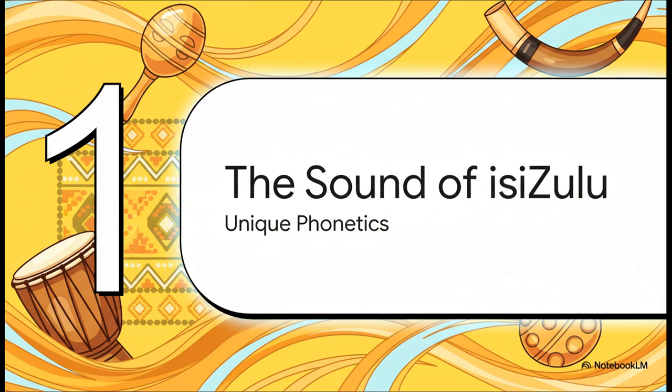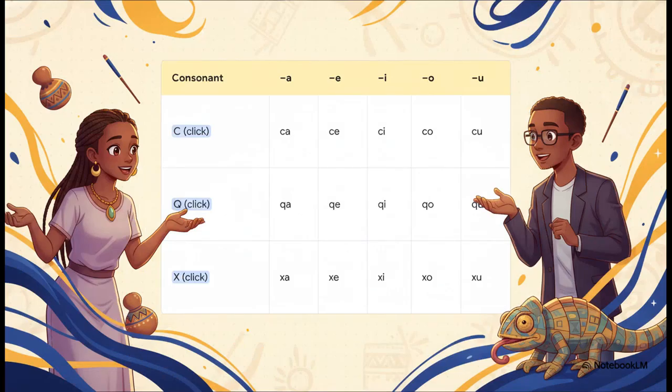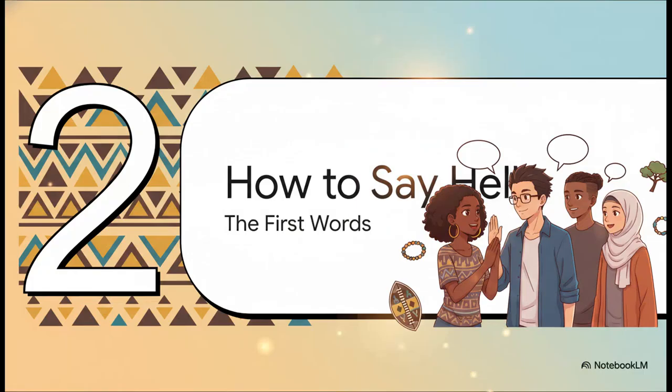Before we can even get to words and sentences, we've got to get a feel for the music of the language itself. Now, have a look at this. You see those letters C, Q, and X? Well, in isiZulu, they're not what you think. They actually represent 3 different click sounds. Now, don't stress about getting these perfect right now. Seriously, the main takeaway here is just to appreciate that this is a core part of what gives the language its incredible, unique rhythm.